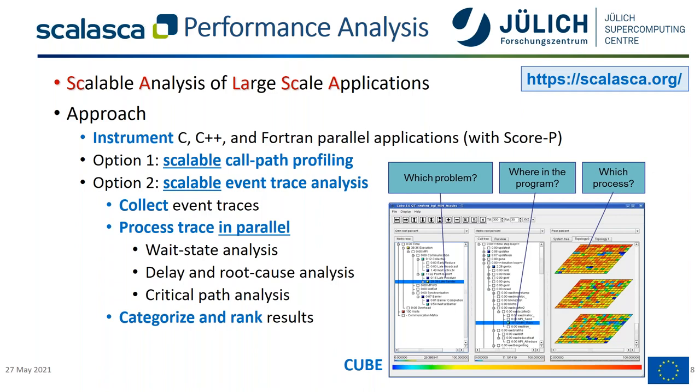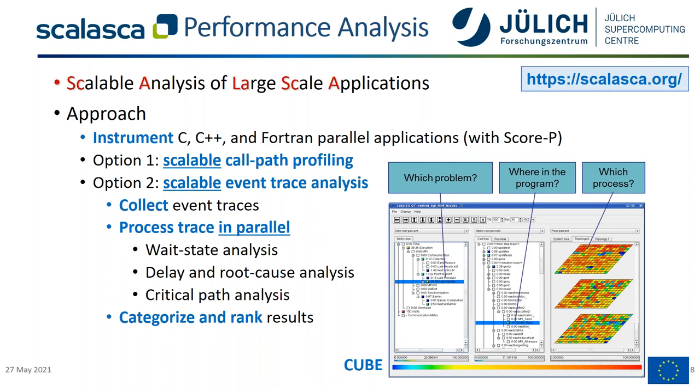And the Cube browser, as you see on the down right, has typically three windows. On the left side, there are the different metrics which we are collecting. So it shows the problems which can be in the code. And then in the second panel, you see the call tree of your program. Once you select a metric on the left side, you see how this metric is distributed over the call tree. But again, we will see a nice example later. And on the right side, you see more information about where in the system, so which rank, which process, which node, and so on, it's going on.